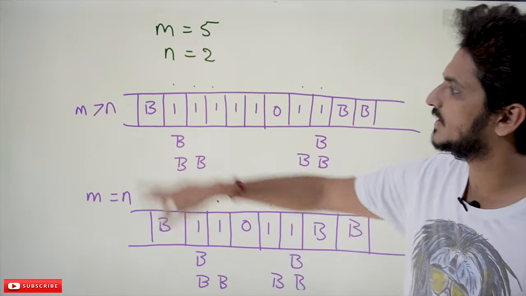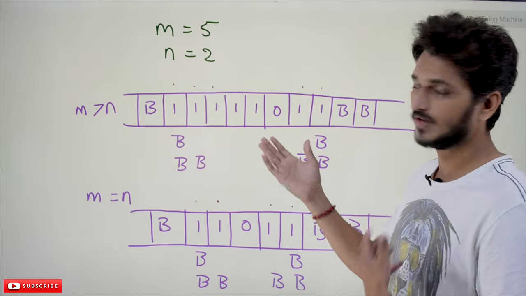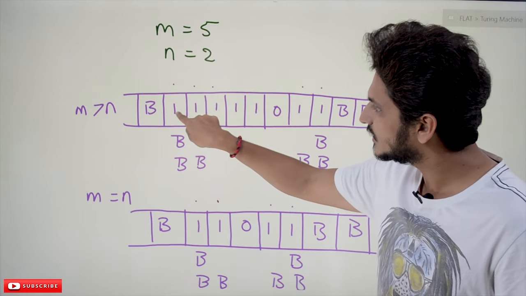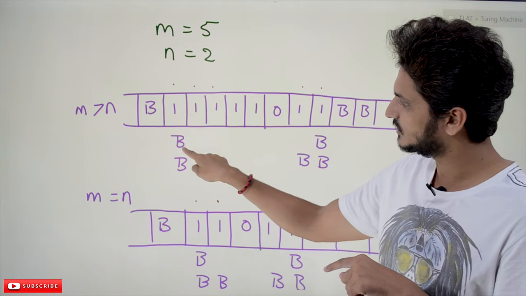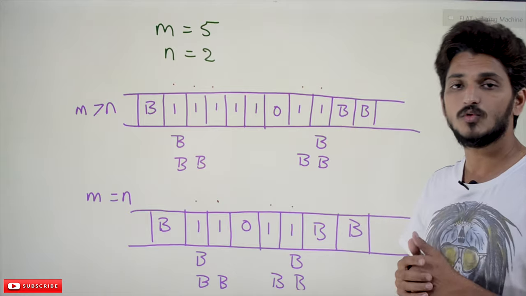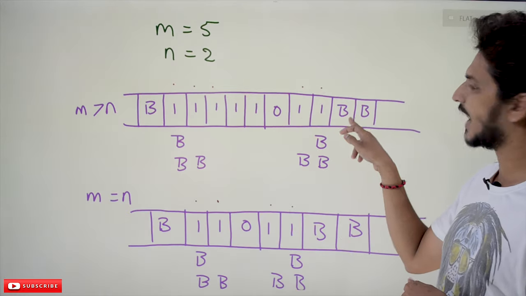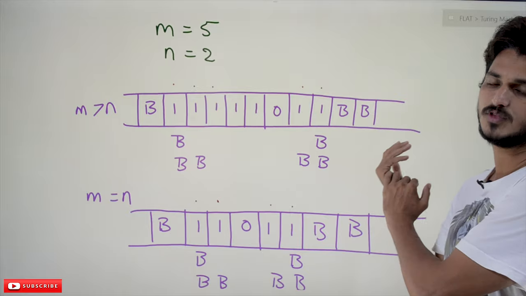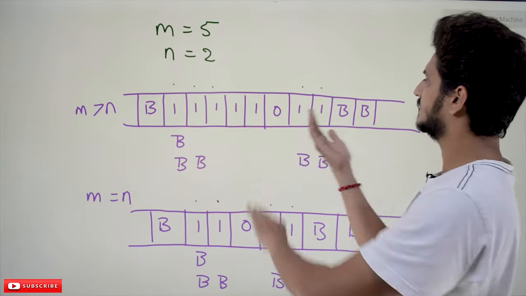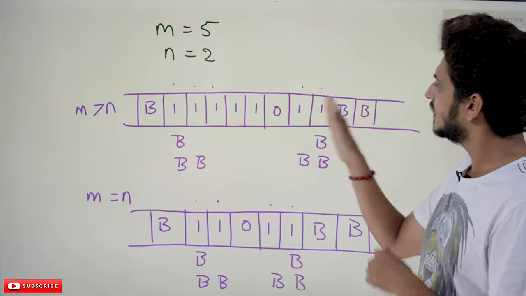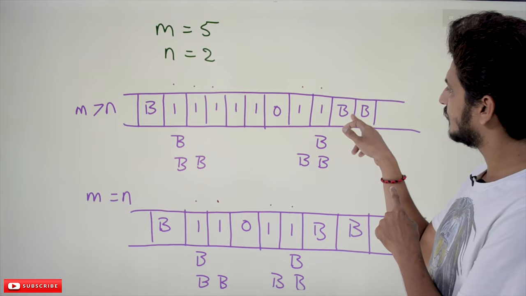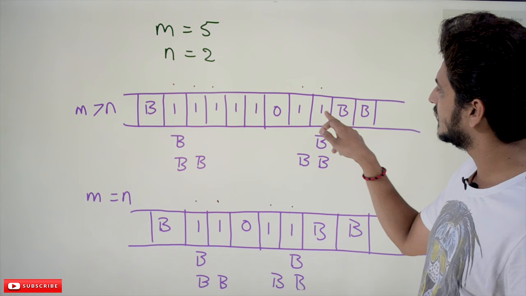So the first condition is m greater than n. We take the example where m is greater than n. First we start from here and convert this 1 into blank. After that, move right. How long do we move right? Until you find a blank, meaning we move till the end of the input. For understanding purpose, this is the left number and this is the right side number. Whenever you find a blank, move left.